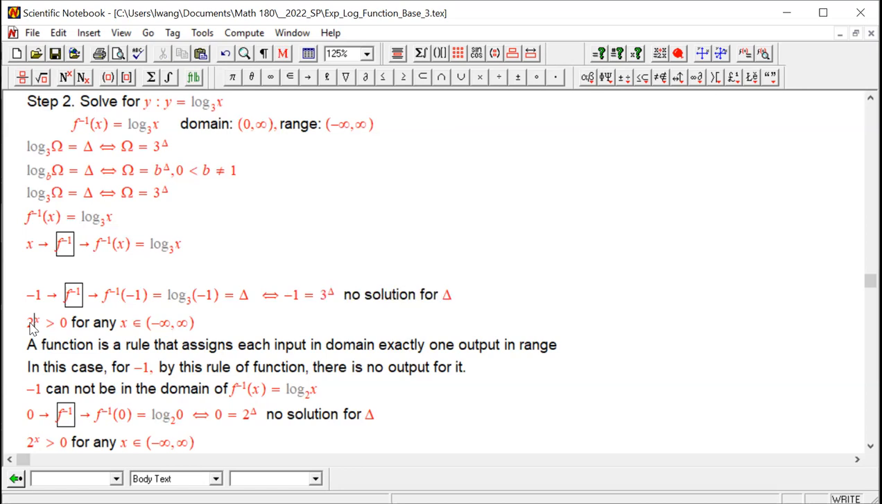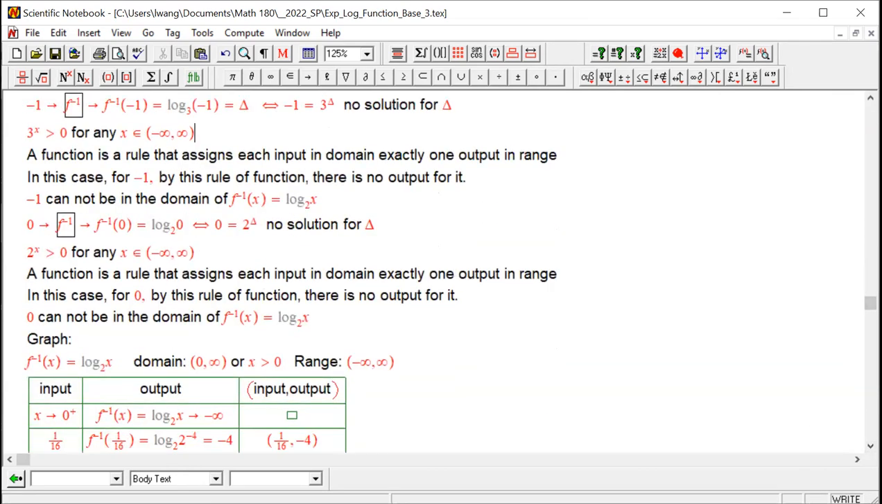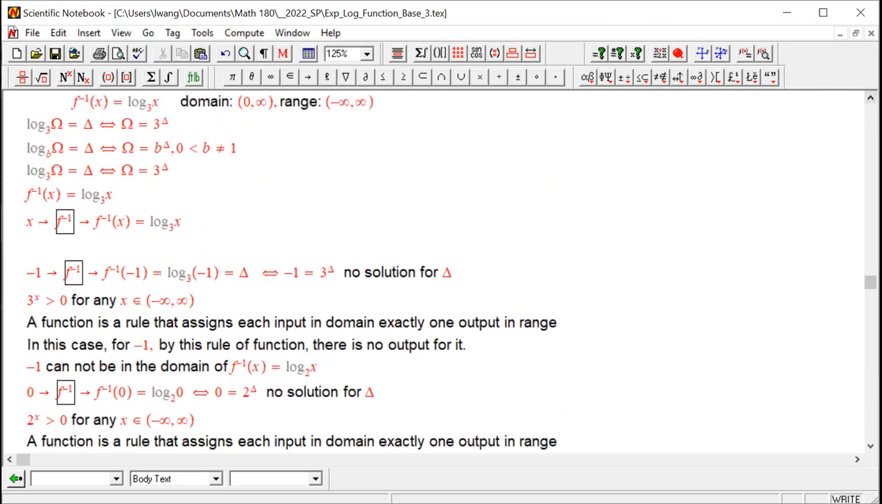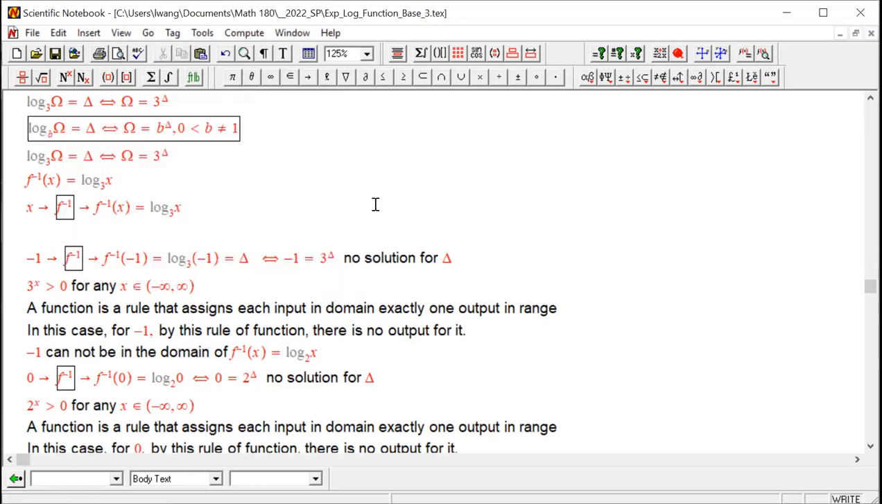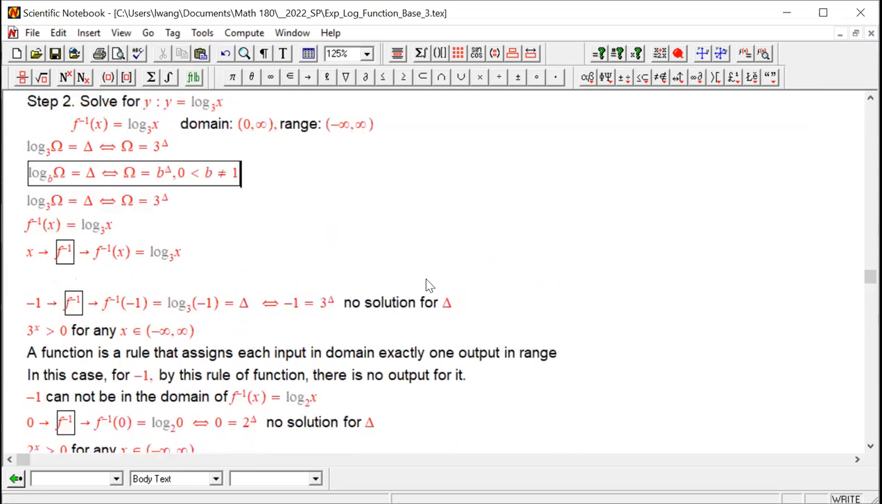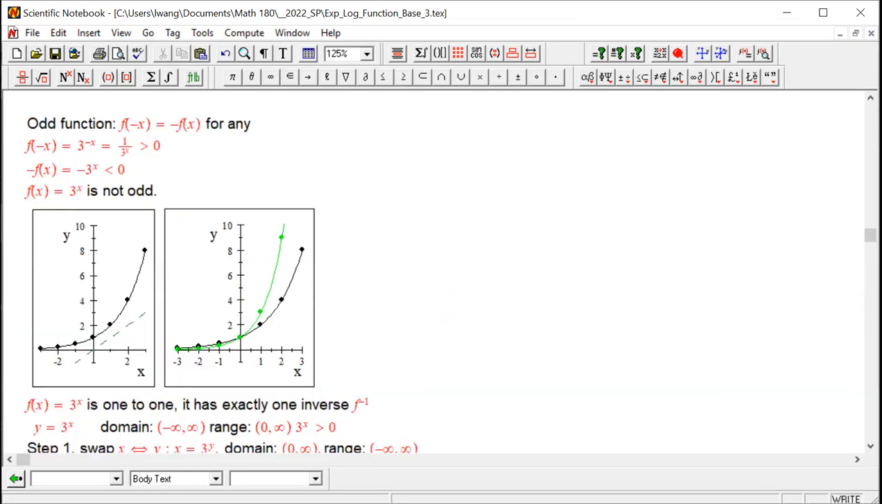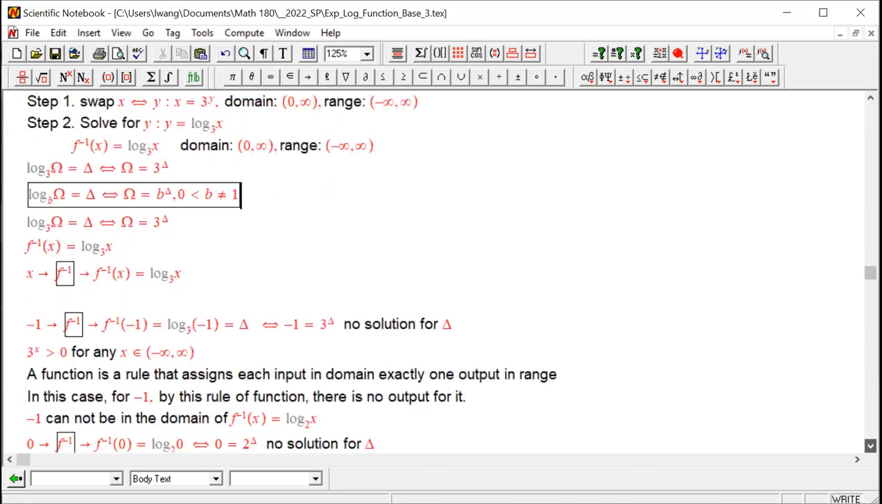And therefore, three to the power x is always positive. So from every angle, from the definition, from the common definition of a logarithm, we know that the domain for three to the power x is all real numbers, and the range would be all positive numbers. So just the same as for two to the power x. And from the perspective of inverse function, we also draw the same conclusion. So you can see the consistency.